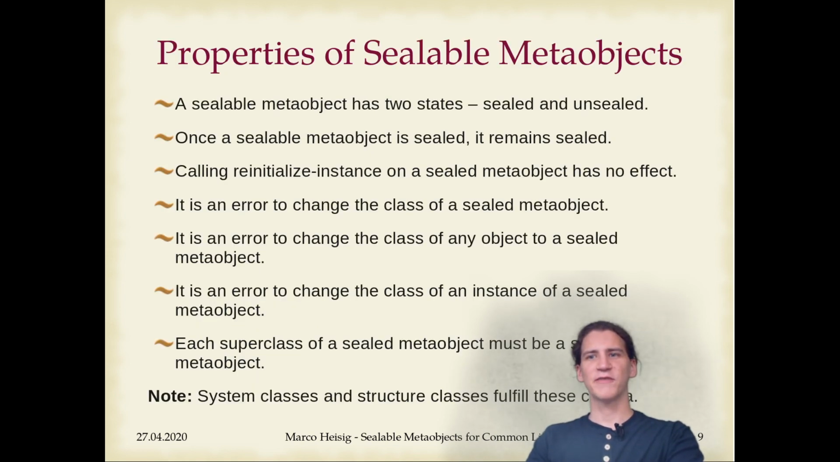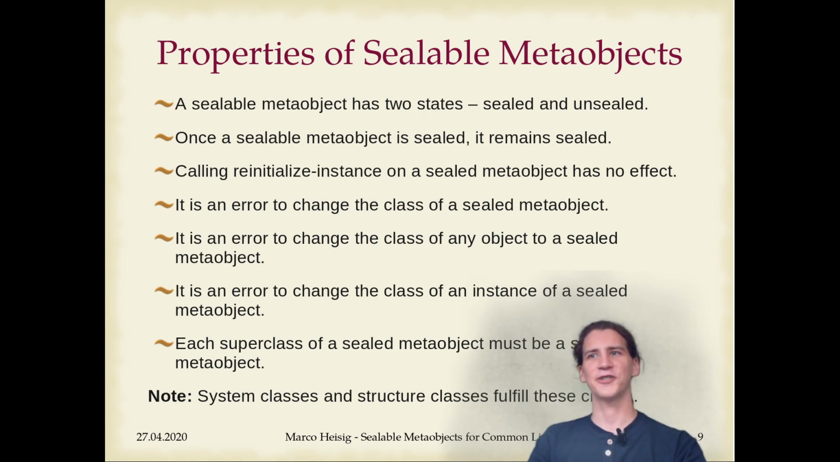So my first task was to come up with an exhaustive list of the things we have to forbid in order to perform any compile time optimization on arbitrary meta-objects, and I ended up with this long list of properties that I will just read out. A sealable meta-object has 2 states, either sealed or unsealed, and once a sealable meta-object is sealed, it remains sealed indefinitely. Calling reinitialize instance on a sealed meta-object has no effect.